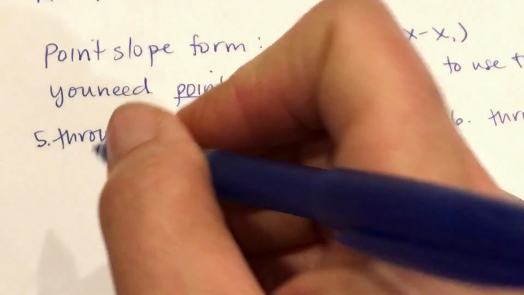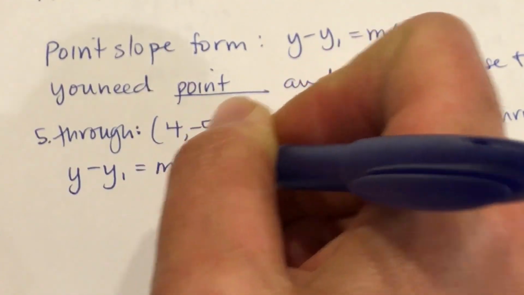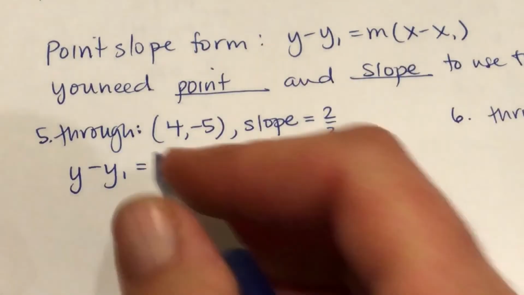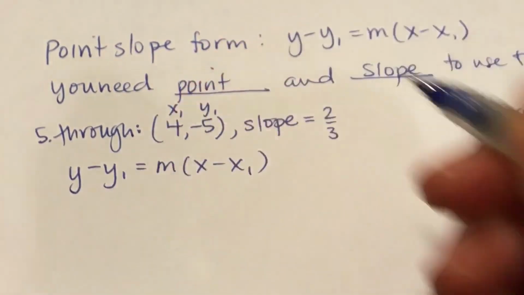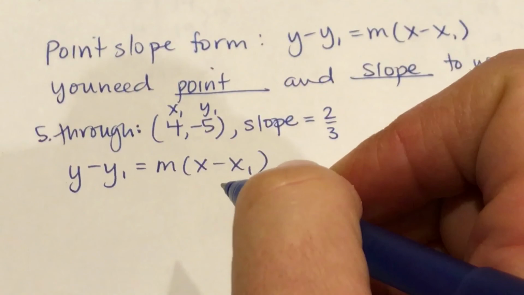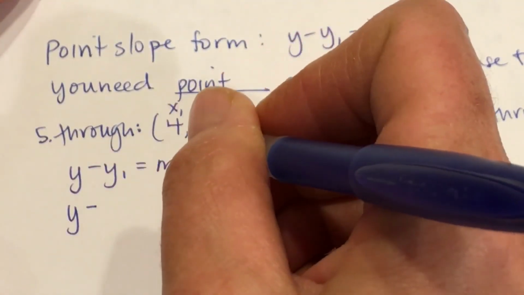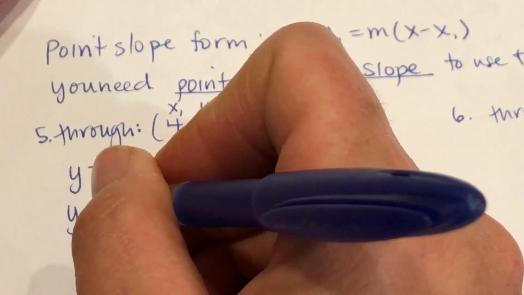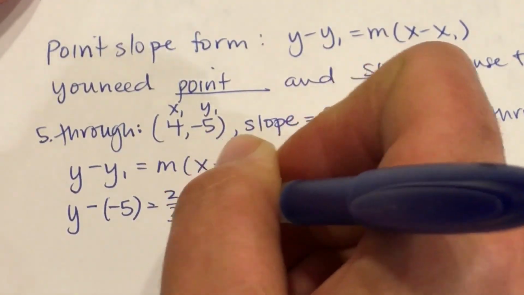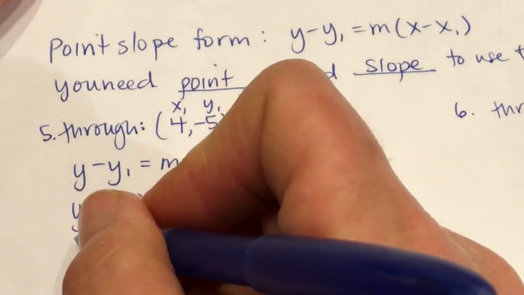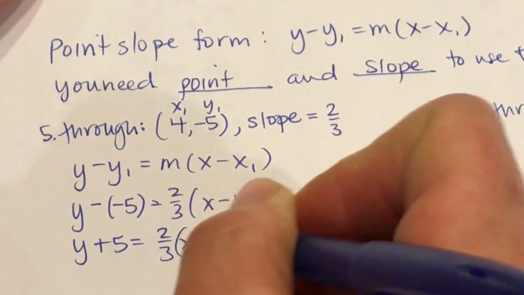All right, so here we go. I'm going to write the equation, or the formula, I should say. Now, where I see the x sub 1 and the y sub 1, that's where I'm going to plug these guys in. I'm going to actually leave the regular x and y alone, and I'm going to substitute in for m. So here's what I get. Y minus -5 equals 2/3 times x minus 4. Simplify. Y plus 5 equals 2/3 x minus 4.